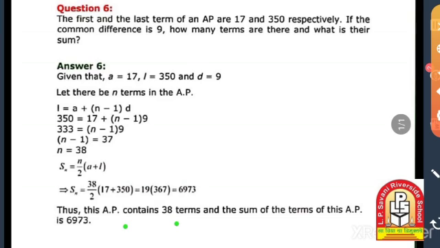Thus this arithmetic progression contains 38 terms. The sum of the terms of this arithmetic progression is 6973. In this way you can solve this kind of example.